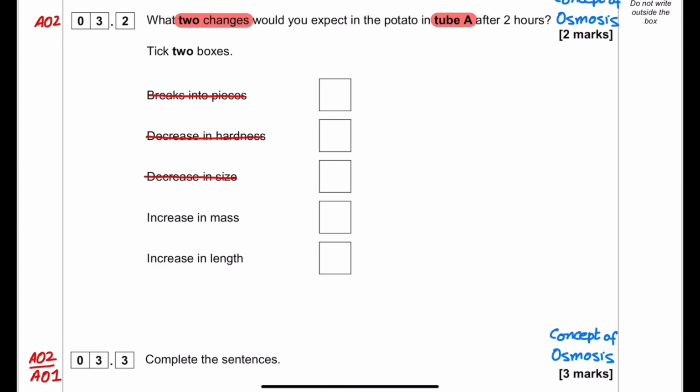As water moves inside, the mass of the potato will increase. That is the correct option. As the water moves inside, the length of the potato cube will increase. So these are the 2 correct answers for 3.2.